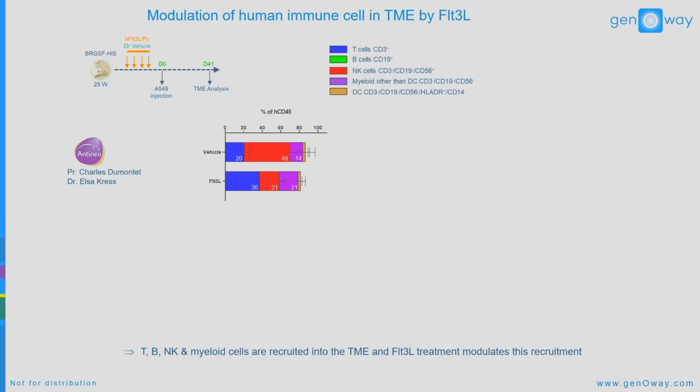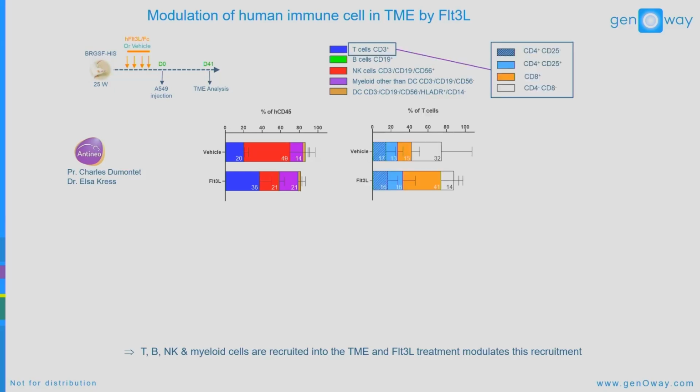The TME composition was indeed dependent on the pre-treatment with FLT3. When FLT3 is provided, we have more myeloid cells, more T cells, and fewer NK cells. Looking into the T cells, the majority of the T cells that were recruited were CD8 T cells. And that was due to this pre-sensitization here, so the presence of myeloid cells.